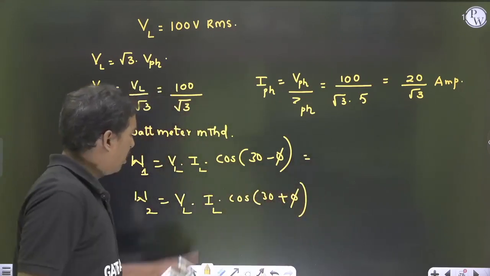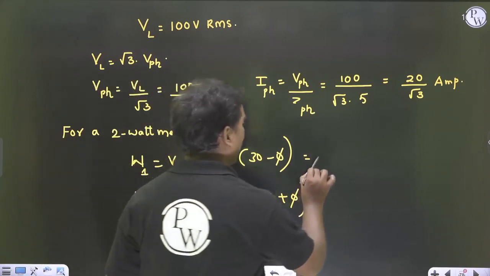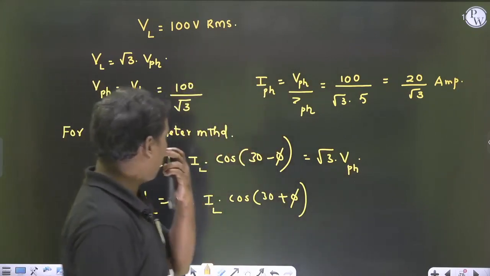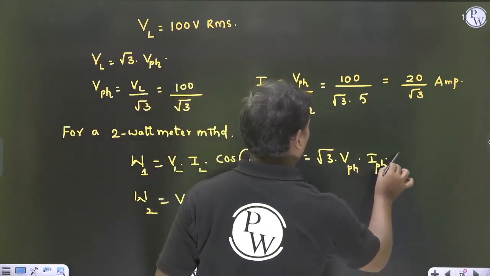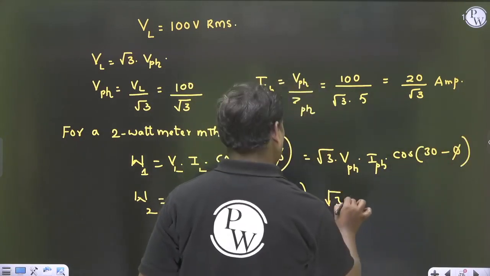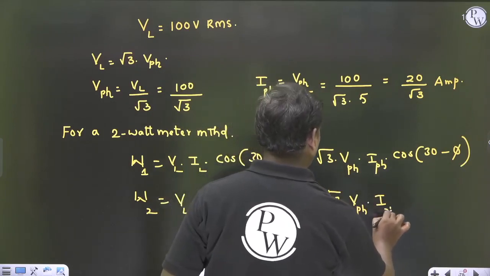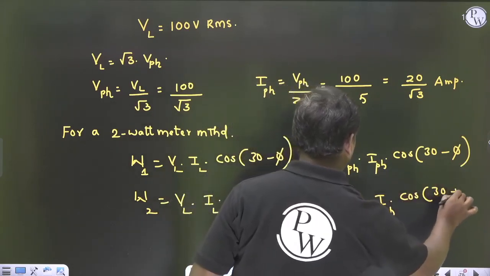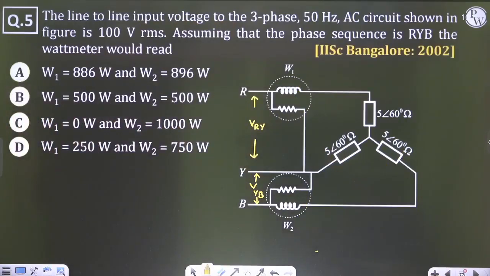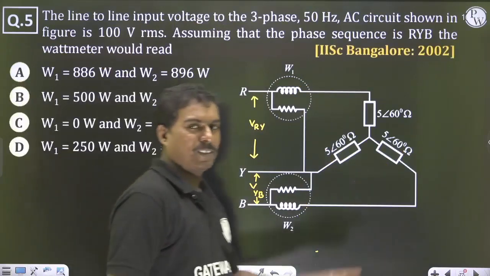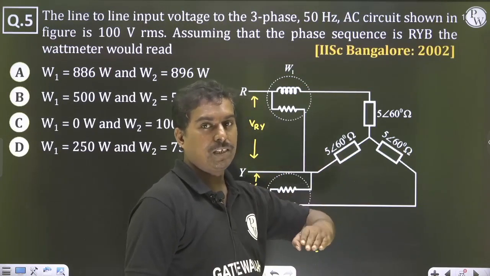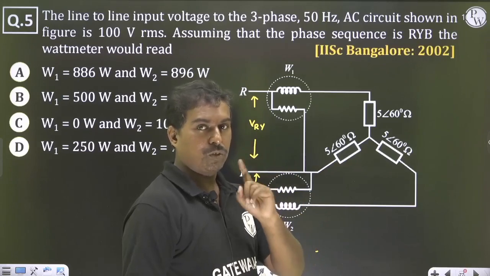As it is a star model, VL is equal to root 3 VPH, we can write here. And IL is equal to IPH. The power factor angle is also given, cos of 30 minus 5, and this is also the same, root 3 VPH IPH cos of 30 plus 5. Definitely one of the wattmeter readings is going to become 0, because cos 60 means 0.5, and at 0.5 one of the wattmeter readings is 0, as we have discussed.